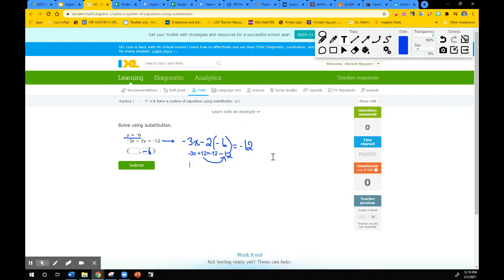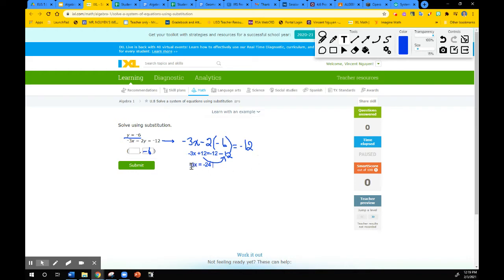If I subtract 12, I'm going to end up with -3x equals, this 12 is gone. So over here I have -12 minus 12. Think of it as two -12s. So -12 and -12 actually give you -24, right?